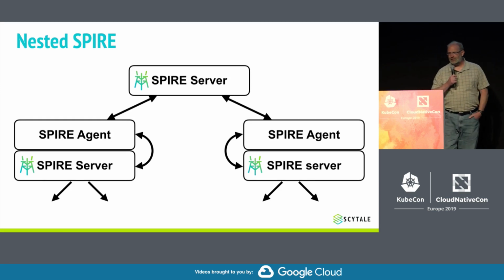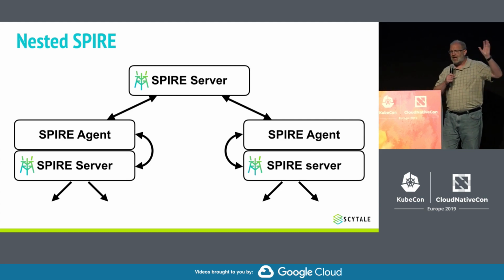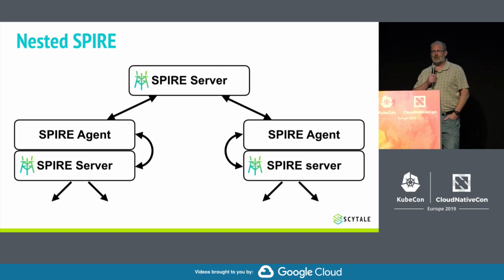So nested SPIRE, although this seems like it's a lot like Federation, it's very different. It allows a topology of multiple SPIRE servers within a single trust domain. So at the top, that might be a master SPIRE server running in a secure environment. Maybe on the left is Kubernetes, and maybe on the right is your on-prem data center or some other cloud.